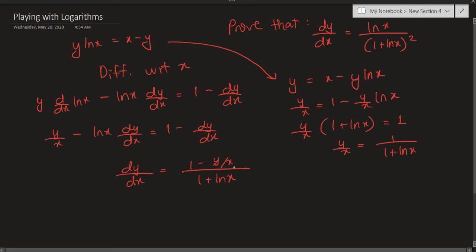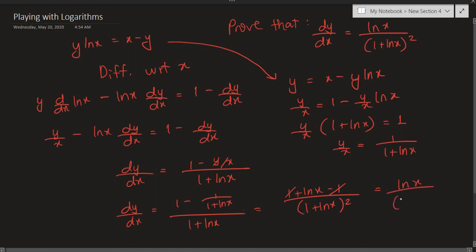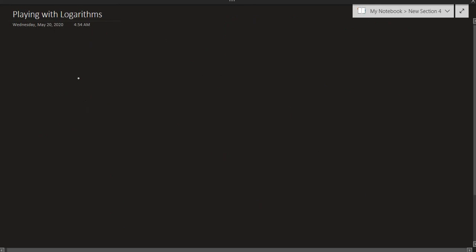So let's plug that value over here in our dy over dx equality. We have 1 minus 1 over 1 plus natural log of x, divided by 1 plus the natural log of x. That becomes 1 plus natural log of x minus 1, divided by, we have two of these 1 plus natural log of x's, so square that, we lose the ones. We have the natural log of x divided by 1 plus natural log of x, the whole thing squared. And that's what we had to prove. So hence proved.